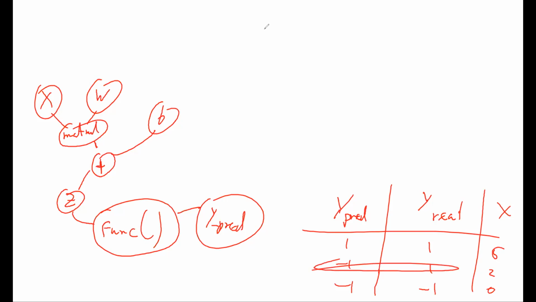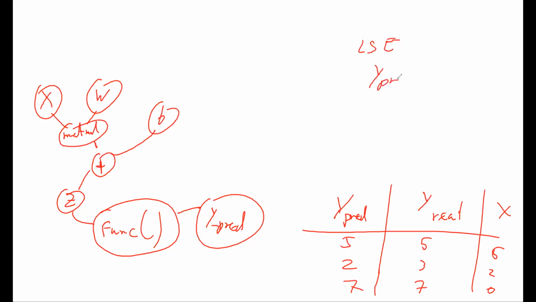A more intuitive way of understanding this is from linear regression. We're just going to say 5, 3, 7, and those are the real numbers, and then this one predicts 5, it predicts 2, and it predicts 7. So what's going to happen now in that LSC function is that you take the difference between Y pred minus Y real, and you square it, okay?